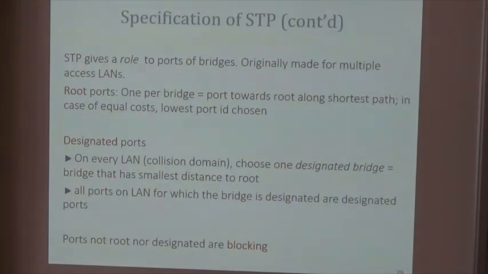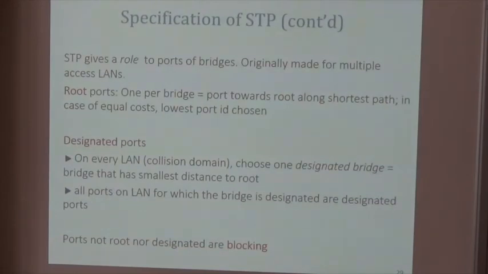When a bridge has computed the shortest path to the root, the interface that leads to this shortest path is called the root port. If there are multiple equal cost paths, you have to pick one of them. So you have only one single path here. That's different from what we'll see in routing protocols, where we will allow multiple equal cost paths. Here we don't.